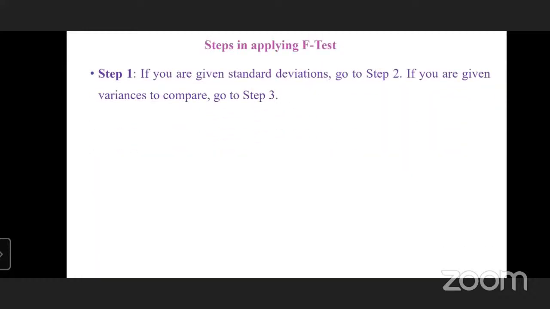Steps in applying F test. If you are given standard deviations, जर तुम्हाला स्टँडर्ड डेव्हिएशन दिले असतील प्रॉब्लेम मध्ये, go to step 2. If you are given variances to compare, go to step 3. जर तुम्हाला ऑलरेडी व्हरायन्सेस दिल्या असतील तर तिसऱ्या स्टेपला जा. जर स्टँडर्ड डेव्हिएशन दिले असतील तर दुसऱ्या स्टेपला जा. ओके.